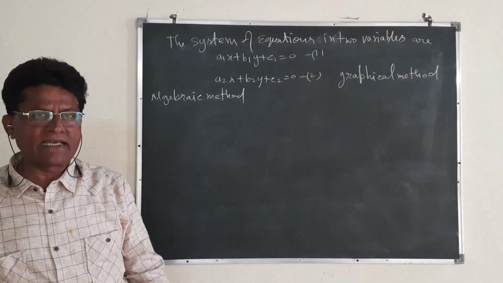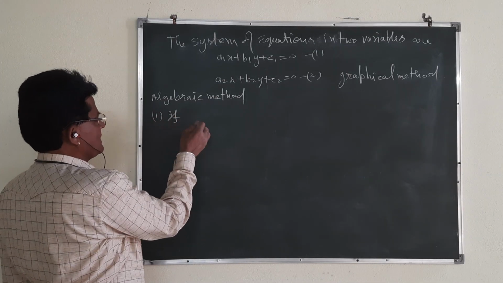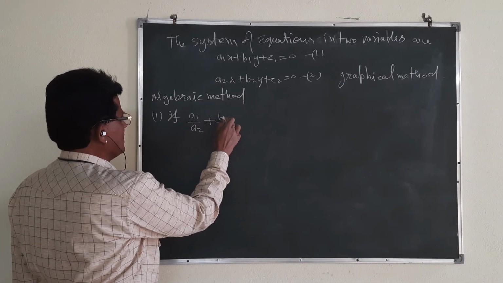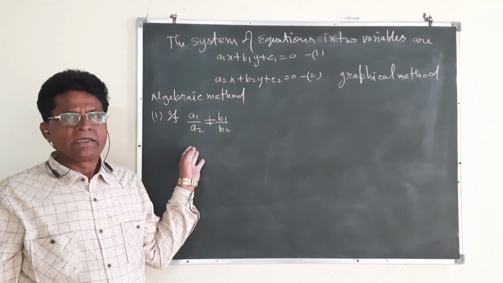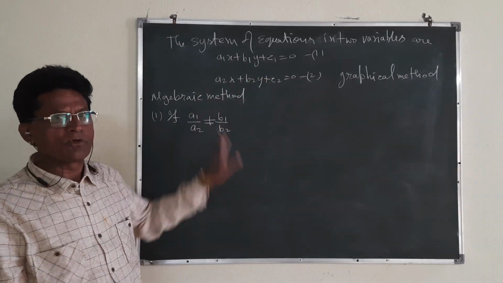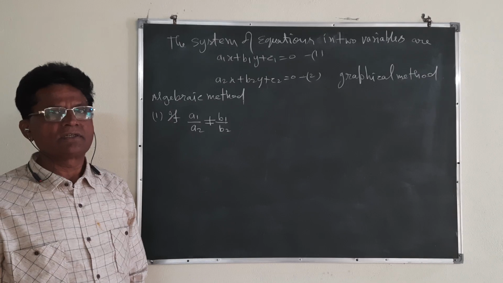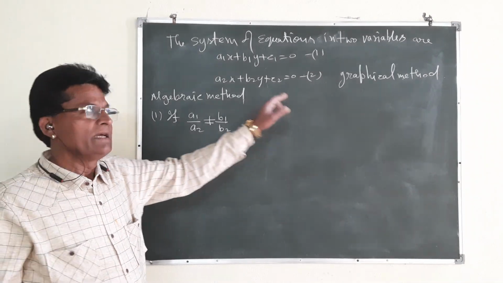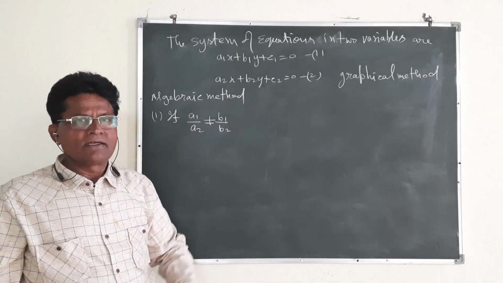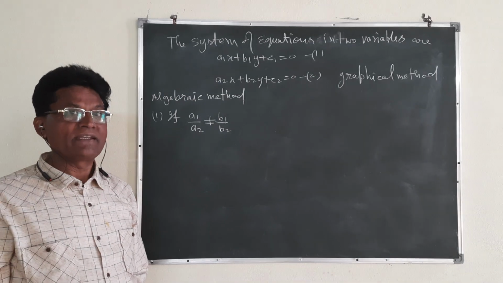Okay, let me take the first case, the first condition. First condition, algebraic condition number 1. Try to understand: if A1 upon A2 does not equal B1 upon B2, without calculation you can tell how many solutions will exist for the system of equations. Without calculation, or by drawing the graph also, you can judge how many solutions there will be. I will draw the graph. By the graph and by the algebraic method, by these two things, I will explain whether the system of equations has one solution, no solution, or infinitely many solutions.